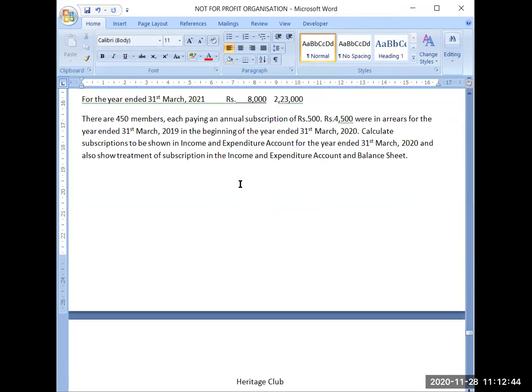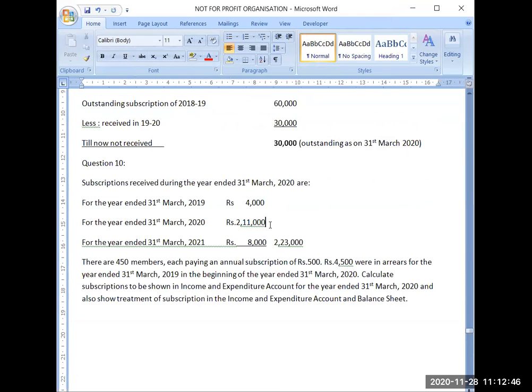And you can see here also the amount received for the current year is given 2,11,000. So in such questions, we can start directly from this point also. That I want to show you here.